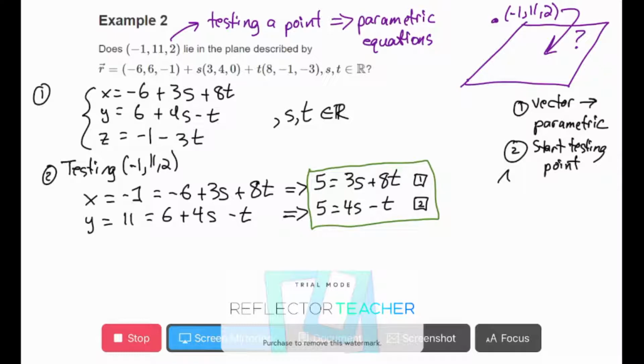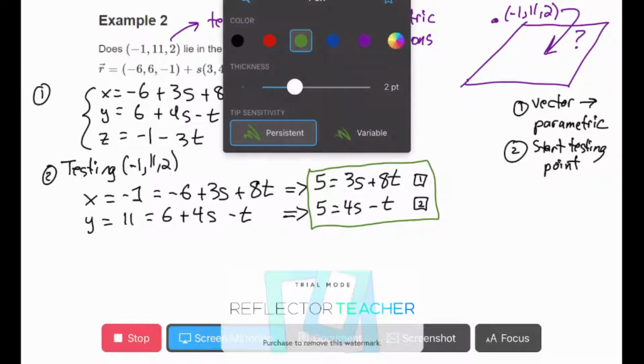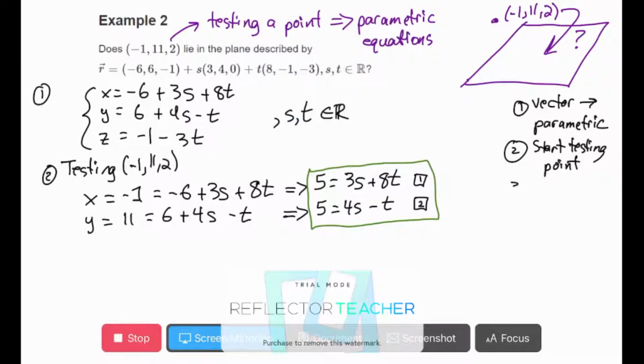So now we're going to solve. I guess I can just describe it here in our steps. So step 3, we're going to solve for s and t using substitution.